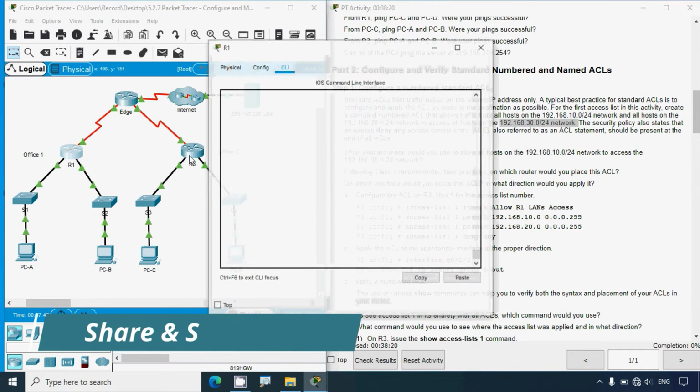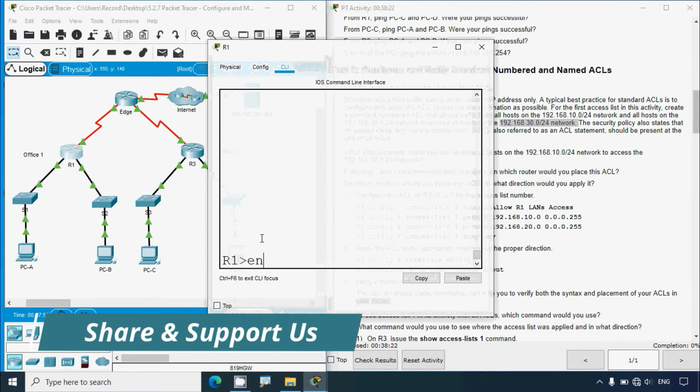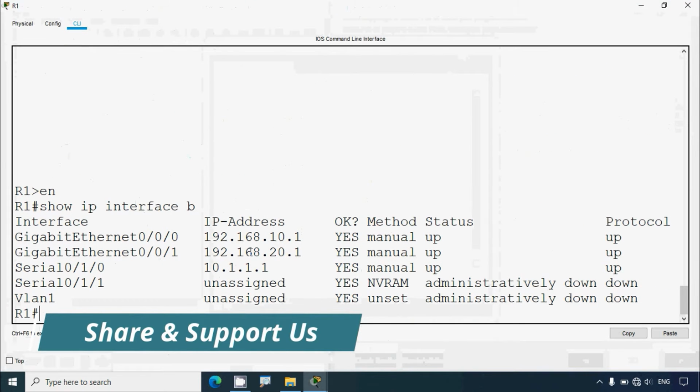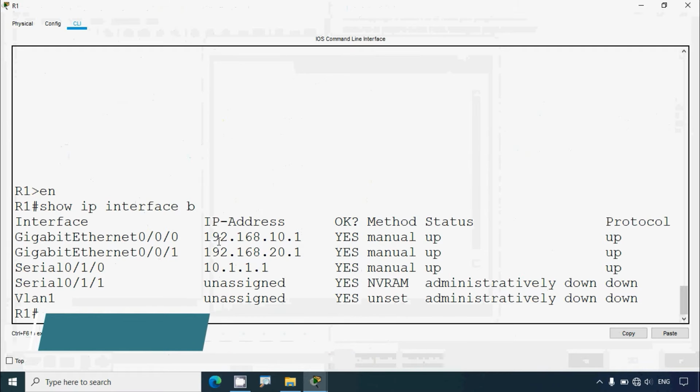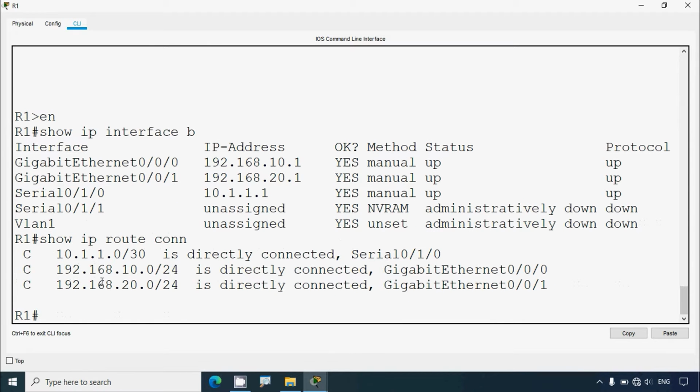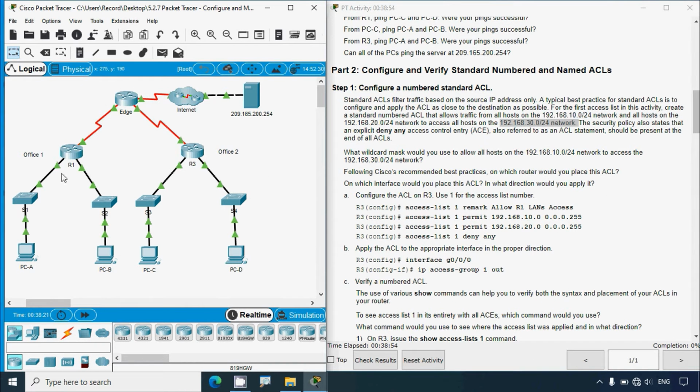We will go to this router R1. Enable, here I will give a show IP interface brief command. And here we can see 192.168.10.1 and 20.1. Even we can see this in routing table, show IP route connected. Here we can see those networks at 10.0 and 20.0, which is directly connected to G0/0/0 and G0/0/1. So coming to our topology, here we can see those networks.